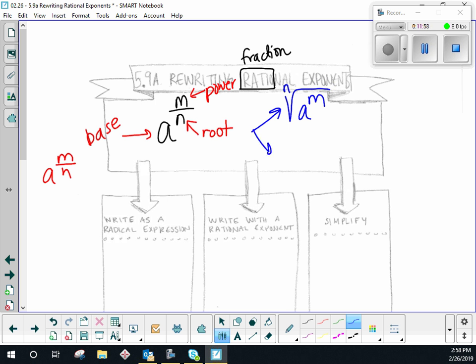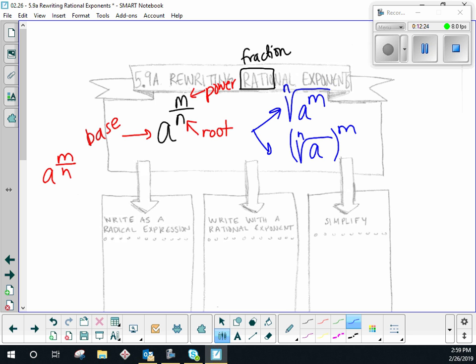The root first would be that, the n root of a, and then this whole thing would be raised to the power. Okay, so the reason why we would ever want to separate the power from the root is to make math easier. And we're going to be simplifying and actually doing the math in the last part of the lesson.